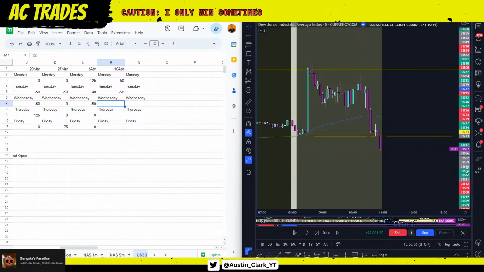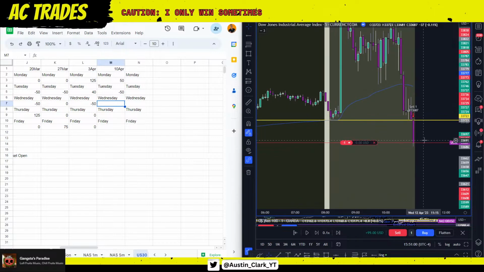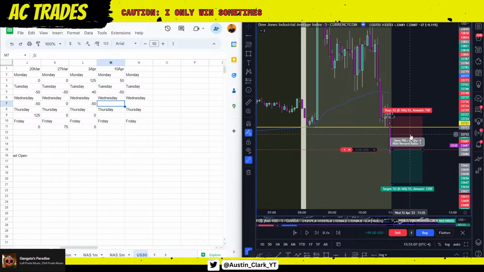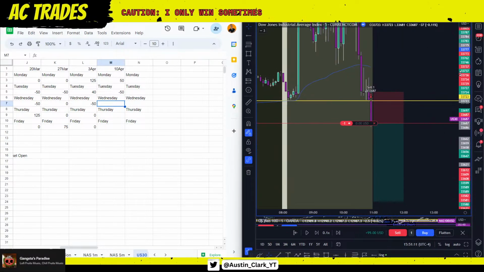So for this candle, no wick on the top, very small wick on the bottom. I would have taken this one. This will be a little bit more of a moderate play as far as risk goes, because there is a little bit of a wick on the bottom, but this will be one I definitely would have taken.